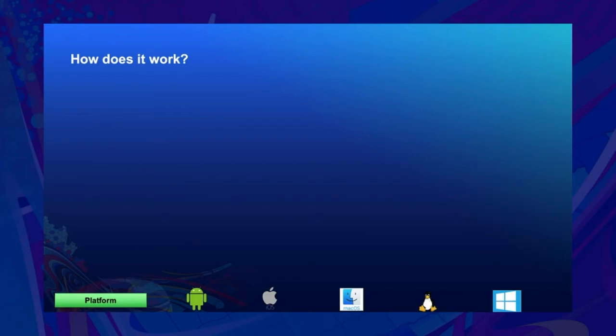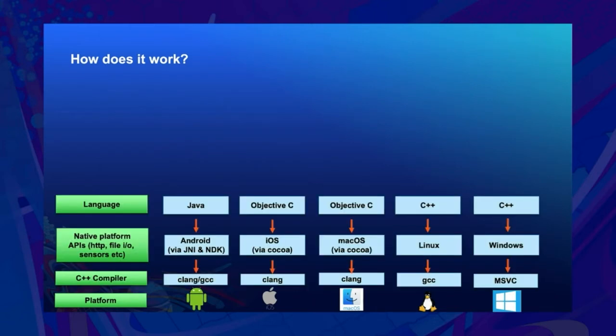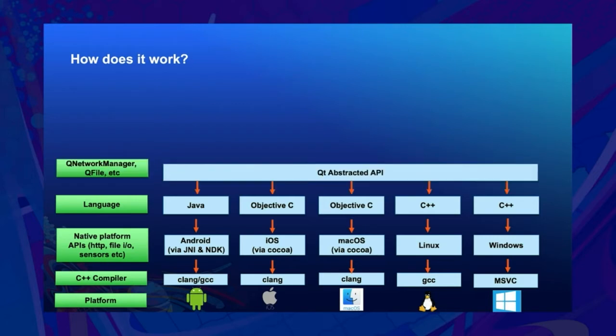All right, so how does all this work? Well, like we talked about, we have our different platforms: Android, iOS, Mac, Linux, Windows. So if you were to seek out writing a native application for each of these platforms individually, there's many things you'll need to consider. There's different languages, there's different platform APIs, there's different compilers that you'll need to know about. But with Qt, they expose this abstracted API like I've been talking about. So something like QNetworkManager handles all of the network requests for you. And the C++ code can call into all of these different languages and make the requests necessary.